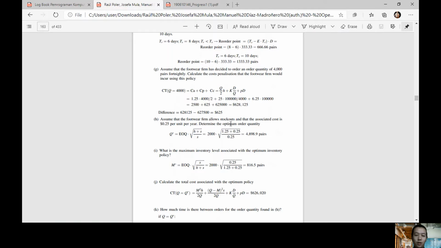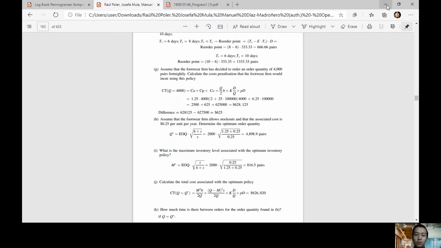For the optimum order quantity, the equation is AOQ times square root of (h plus s) divided by s. And the maximum inventory level is almost the same equation, but it is AOQ times square root of s divided by (h plus s).